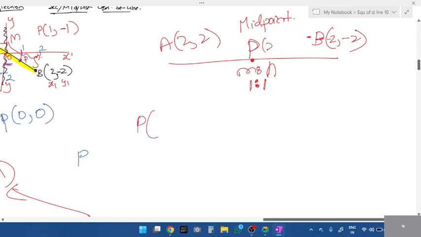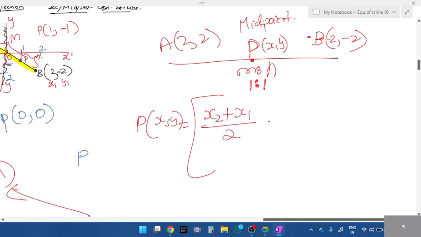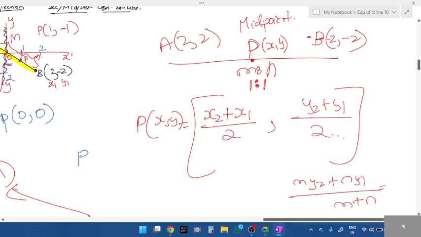If you want to find the value of P, what's the formula? Tell me the formula, students. M is 1. Use the same formula: m into x2 plus n into x1, right? If m and n are 1, x2 plus x1 divided by m plus n, which is 1 plus 1, is 2. Then tell me for y. What is the section formula, students? M into y2 plus n into y1 divided by m plus n. Substitute 1. What do you get? y2 plus y1 divided by 2. This is the midpoint formula. Just go through it, you don't have to write that. We'll solve questions later.